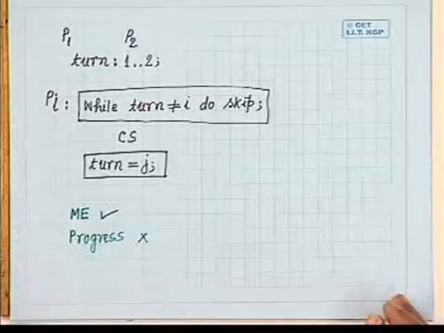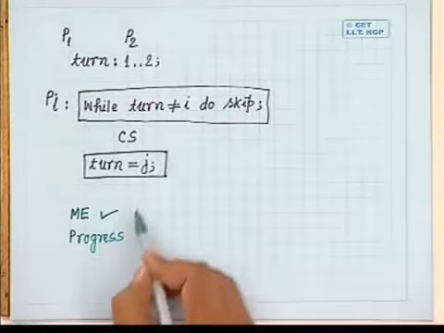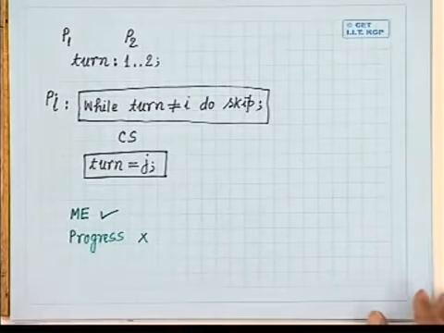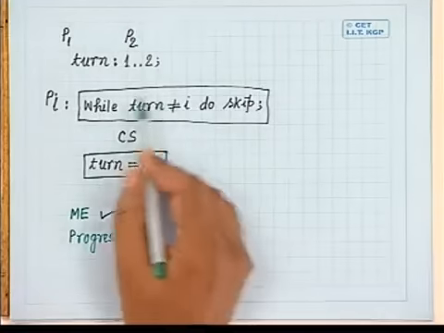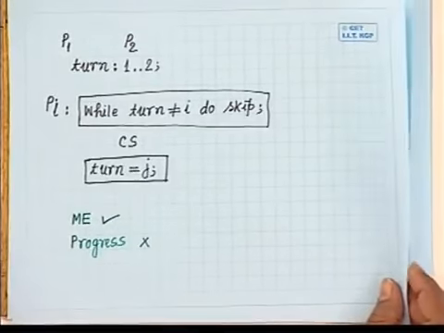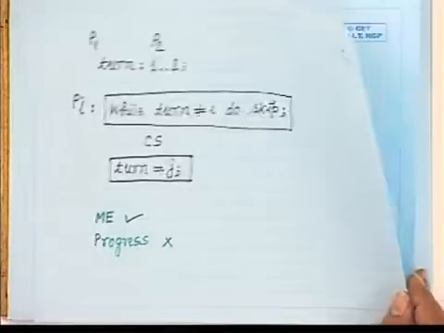Obviously, though it appears to be a very simple solution, it meets only one requirement, that is mutual exclusion. It does not meet the second requirement, which is progress. So it cannot be a desired solution for this critical region problem. Okay.